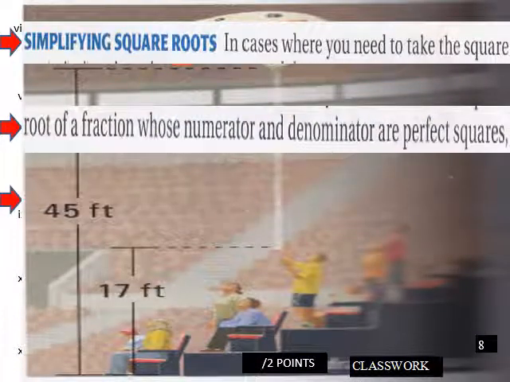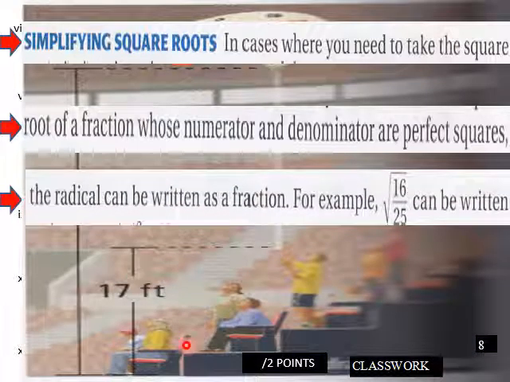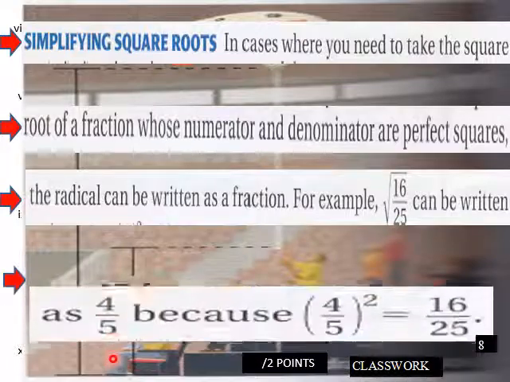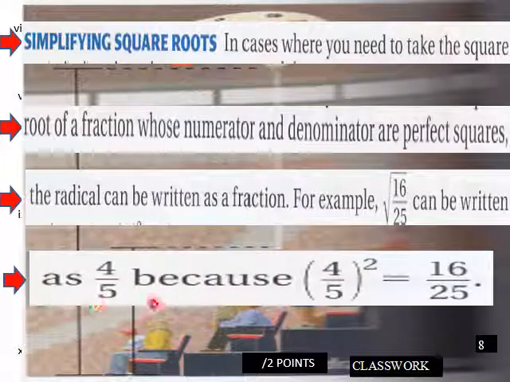Simplifying square roots: in cases where you need to take square roots of a fraction whose numerator and denominator are perfect squares, the radical can be written as a fraction. For example, radical of 16 over 25 can be written as 4 over 5 because 4 over 5 squared equals 16 over 25.